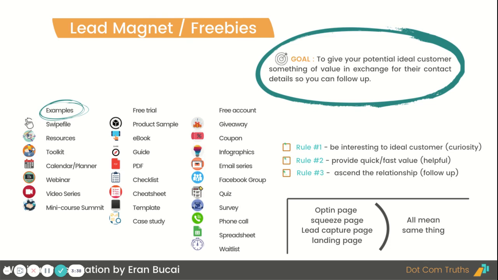A toolkit, if you create some sort of toolkit for them on their business, that will also be relevant as far as a lead magnet. Some sort of calendar or planner. A lot of people do that when it comes to social media planning. They give them a content calendar or a planner on how to create their social media content.